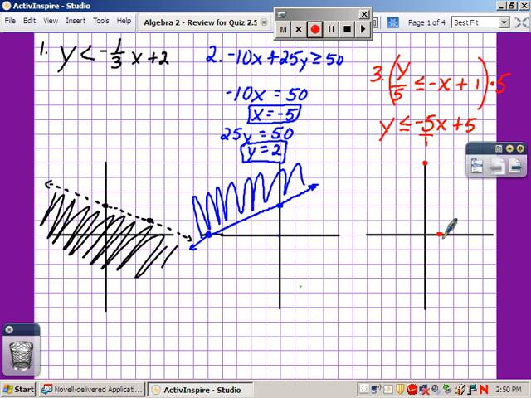I need a solid line because there's a line here. So I need a solid line in here. That's kind of a crooked line, but I think you get the idea. And then less than means put your pencil on the line and go down this way. So this area is shaded.